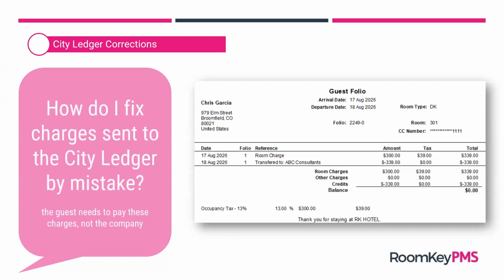This is when charges are sent to the city ledger by mistake. So we get some sort of version of a question asking, how can you fix charges sent to the city ledger by mistake when the guest needs to pay for these charges, not the company? So this is another guest folio view, but this time we can see that the charges were transferred to the consultants, ABC Consultants, when instead it should have been paid using this guest credit card number on file.